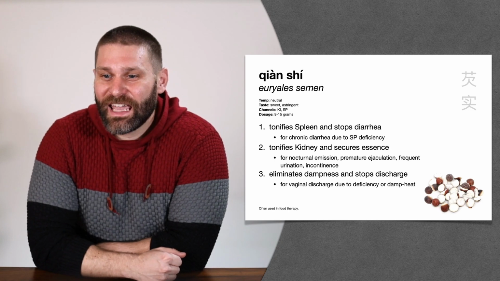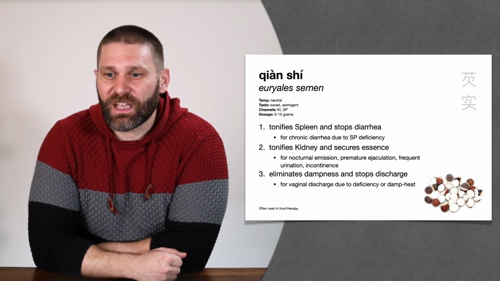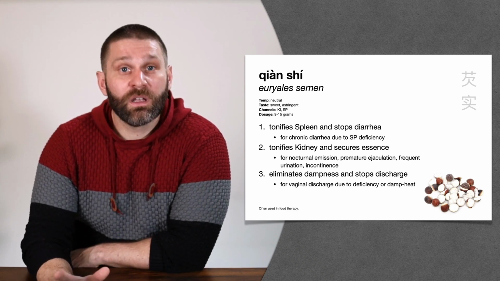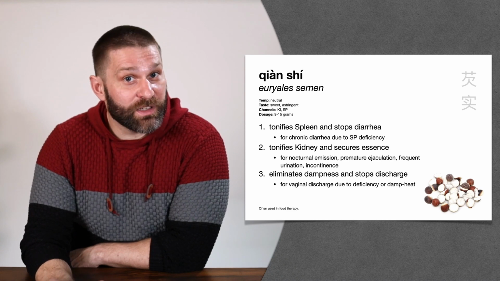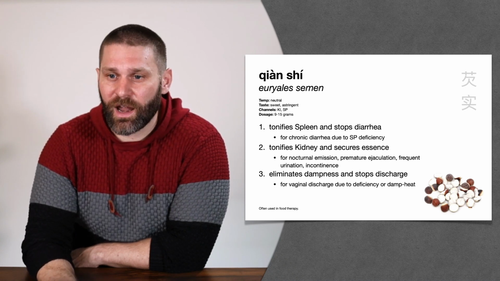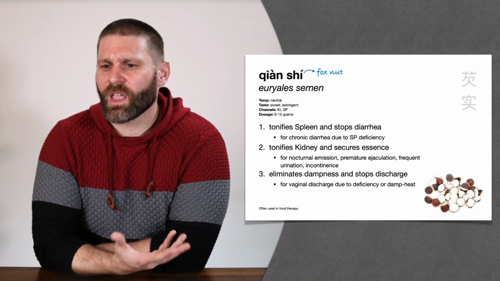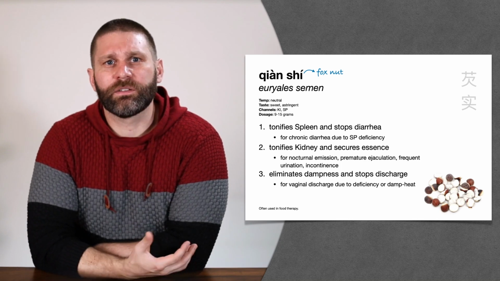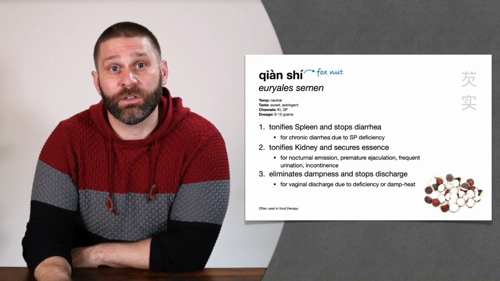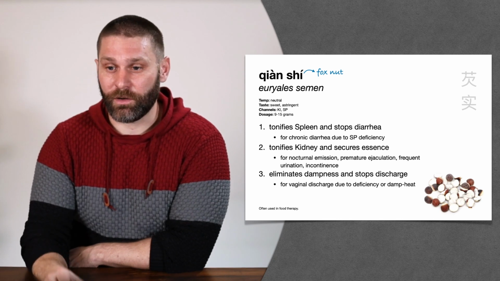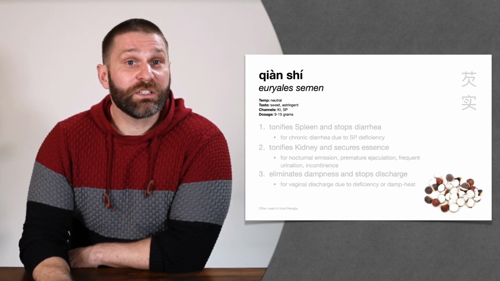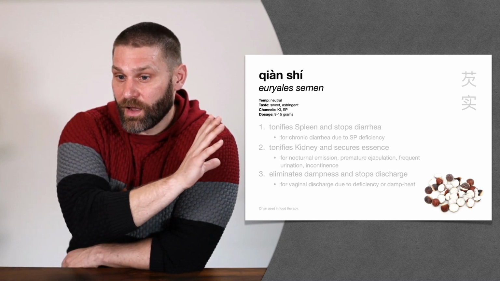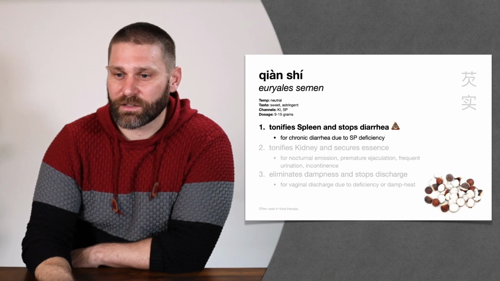Similar to that is qian shi, Euryales semen. Lianzi and qian shi are very often used together as paired herbs because they have very similar actions. Qian shi, some people say this is foxnut. I don't know enough about nuts to know what foxnut is, but I've had a couple teachers who refer to this as foxnut, and so I just believe them. It has very similar functions in terms of tonifying the spleen to stop diarrhea and tonifying the kidney and securing essence.